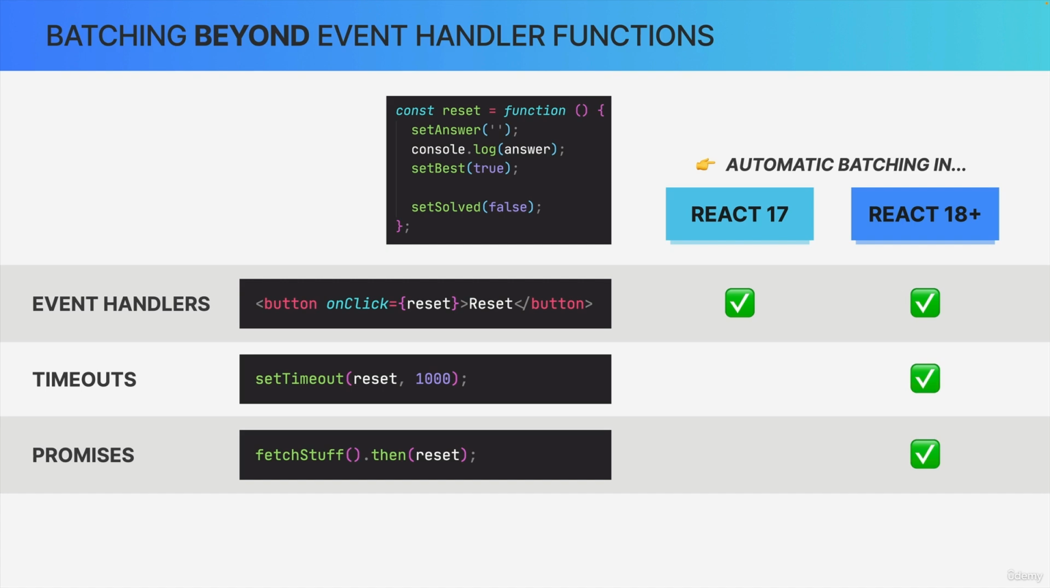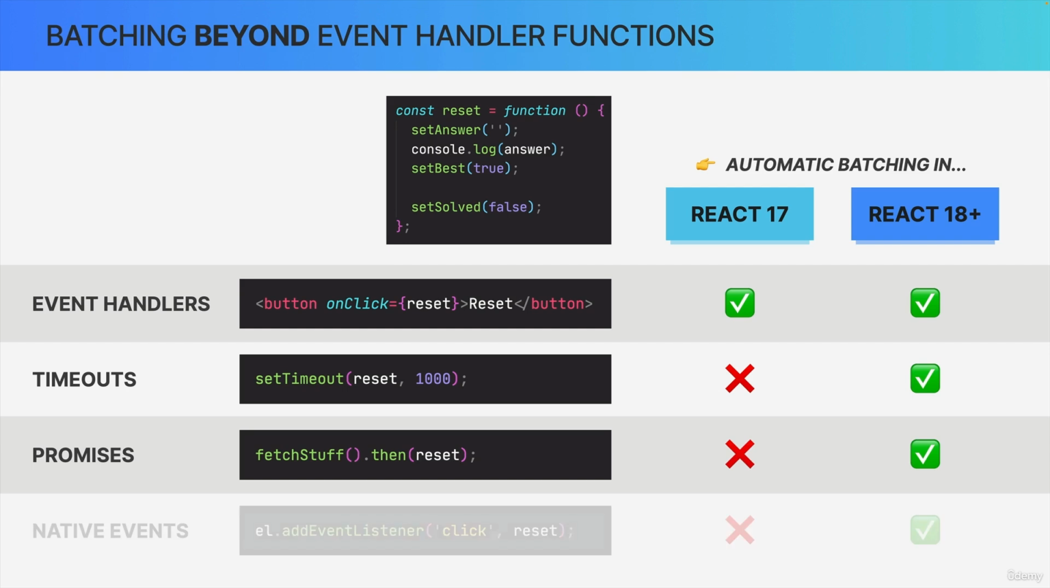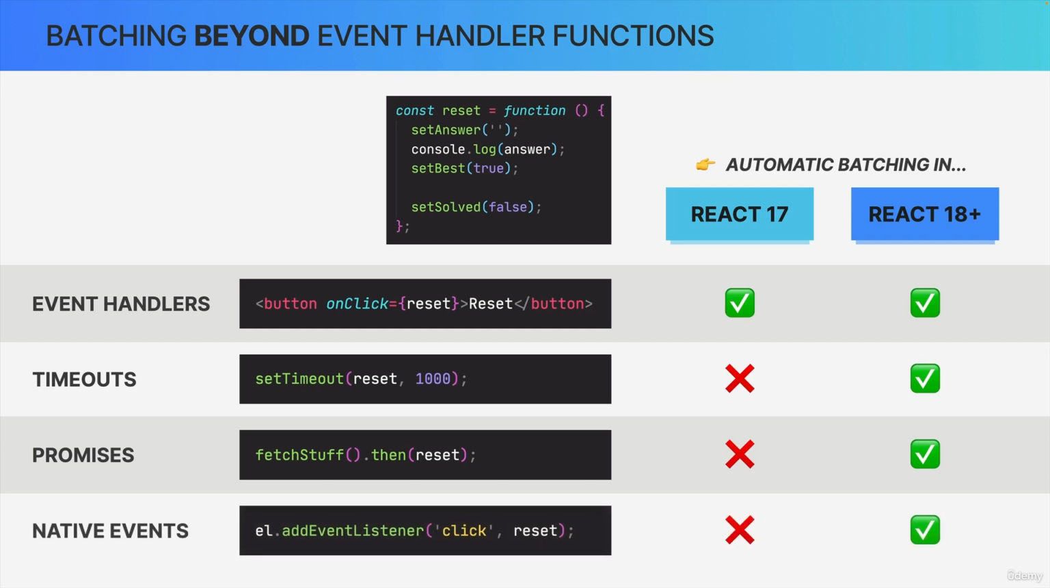So before React 18, if this reset function was called by a timeout or by a promise, state updates inside the function would not be batched. Instead, in these situations, React would actually update the state variables one by one, and therefore, in this case, render 3 times. Now, another case is handling native events using DOM methods such as addEventListener, where state updates also used to not be batched, but now they are.